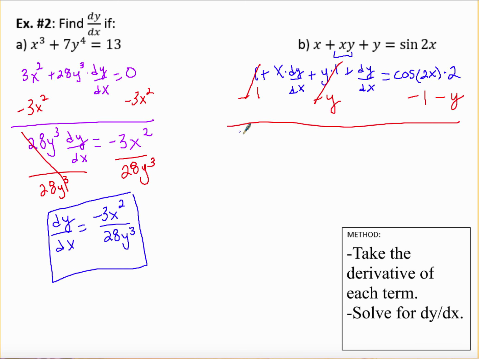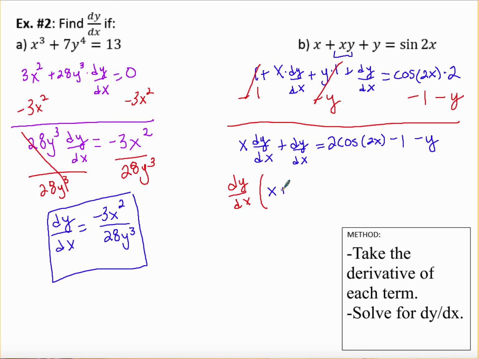And this leaves me with x dy/dx plus dy/dx is equal to, let's say, 2 cosine of 2x minus 1 minus y. And in this situation, I would go ahead and factor out that dy/dx. If we factor it out, what's left will give me x plus, well, if I factor out the dy/dx here, what's left? 1, because it's the opposite of the distributive property.